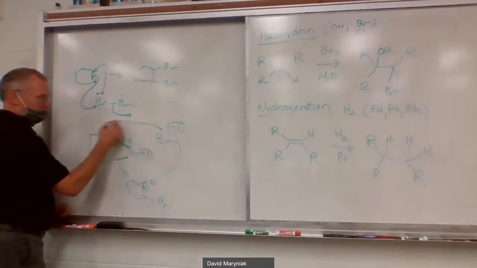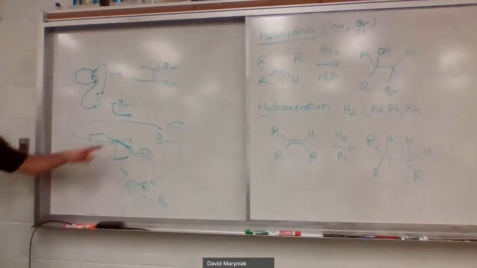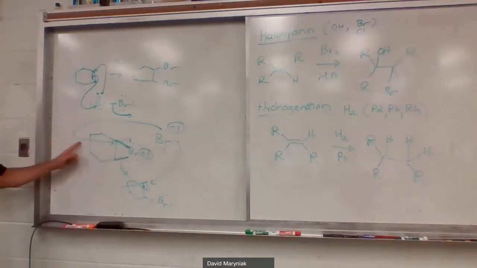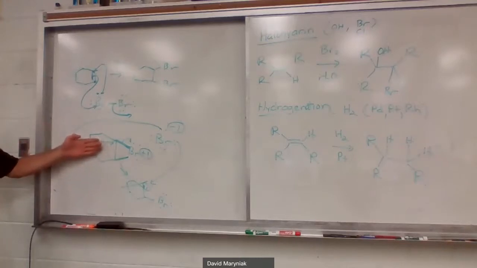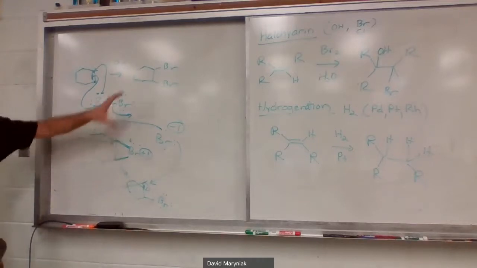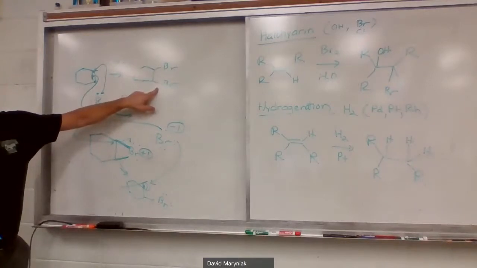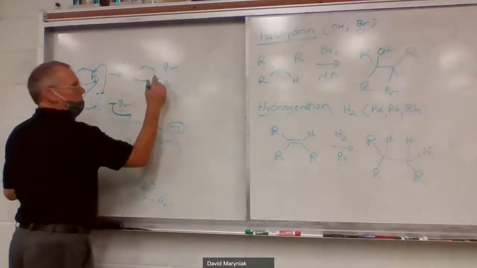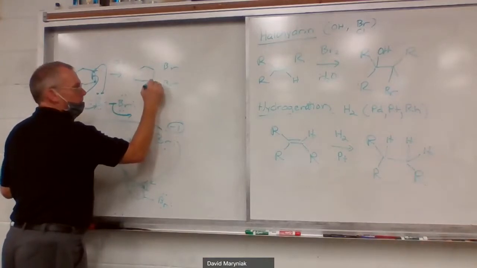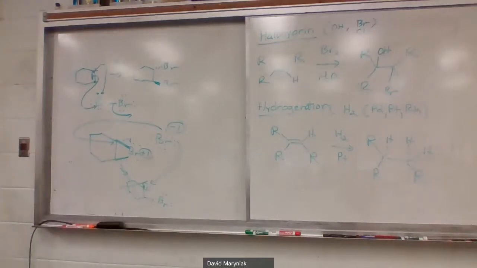This attacks as that happens. Why did I make the effort to draw my arrow way around there? It's coming in from the opposite side that this is leaving. So when we're done, are these two bromines random in the product, or do we get anti-addition, and the product is trans.